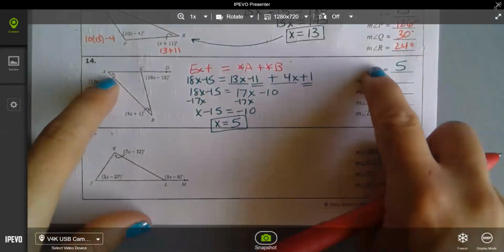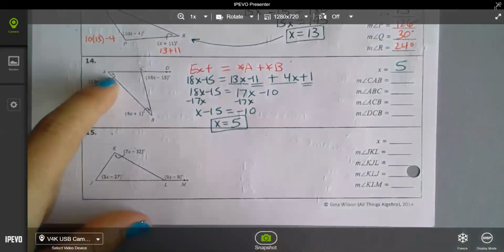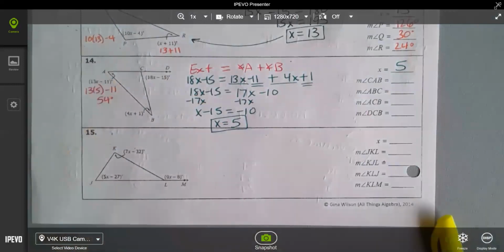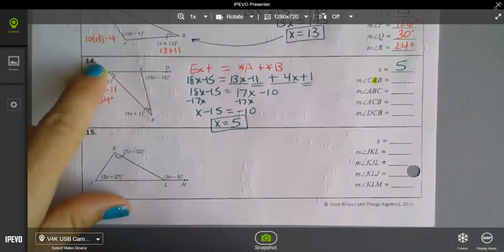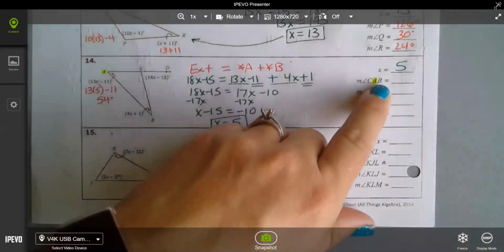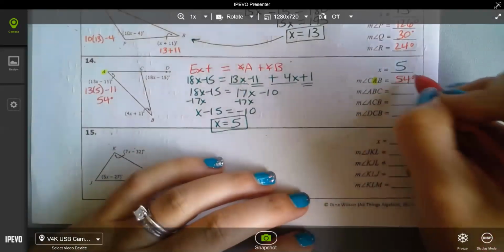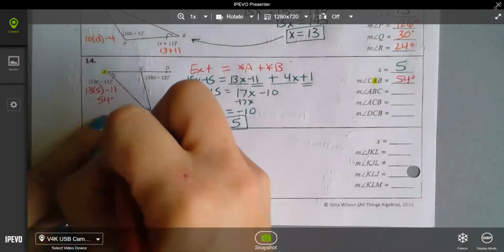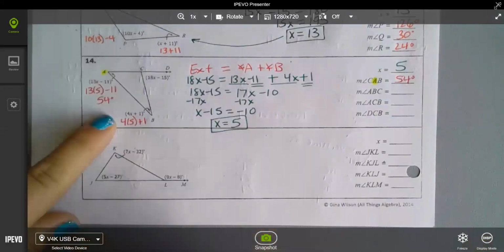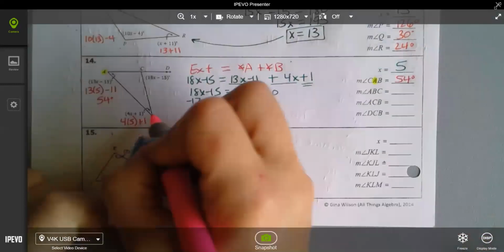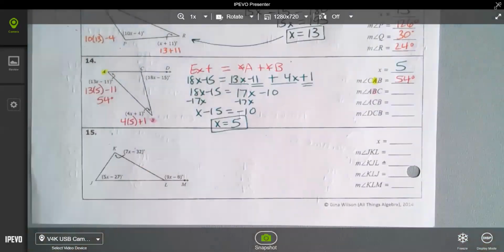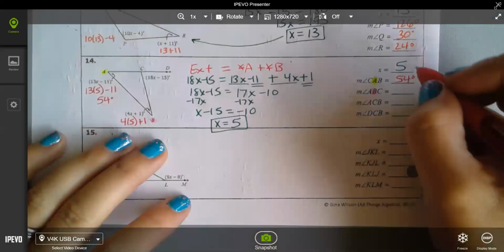Now, it doesn't say angle A. It says a whole bunch of letters. Did you know that the vertex of the angle is always the middle letter? So if I need angle A, that means that angle A is going to be the middle letter, CAB. So that is a 54-degree angle. And then I can plug in here. So 4 times 5 plus 1, that is going to be 21 for angle B. So here's angle B. So that is a 21-degree angle.